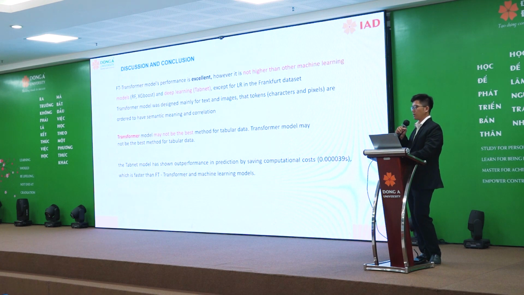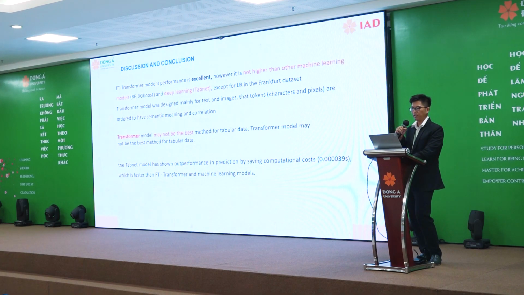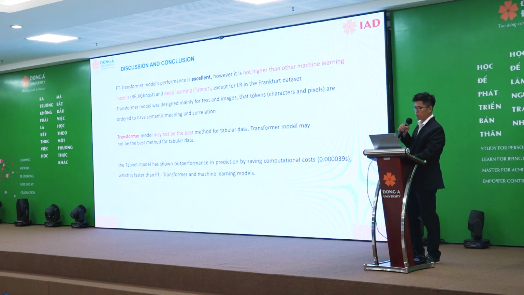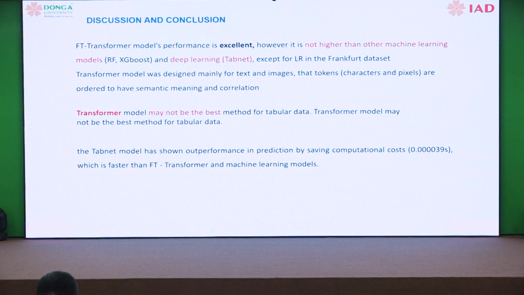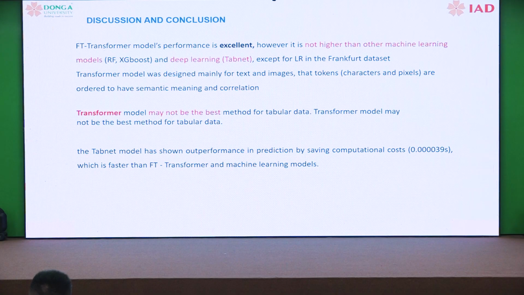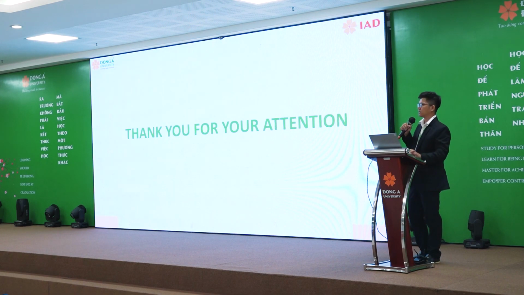I mean, when I use it on this data, you know, the transformer model is designed mainly for text and images. So the token is characters and pixels, and it's good for sequence data. But here we use tabular data. So I think the FT-Transformer is not good for tabular data, and not the best. And I found the TabNet model has good performance and saves computation cost. So thank you for your attention.